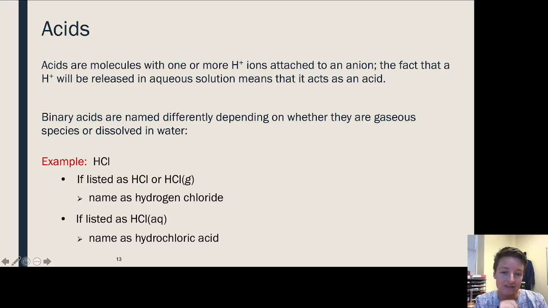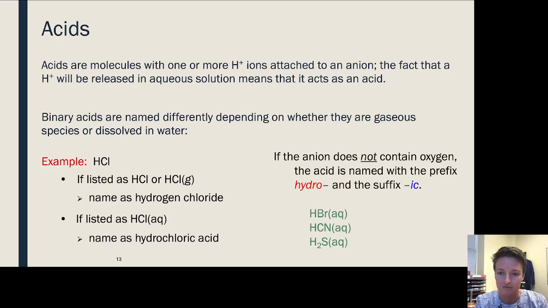Binary acids are named differently depending on whether they're in water or not in water. And so as an example, let me talk you through HCl. If HCl is listed without any indication of what phase it's in, or if you see a parenthesis g to the right of it that tells you that it's in the gas phase, we're going to name this based on rules that should start to feel familiar to us from ionic compounds. HCl becomes hydrogen chloride. Again, we're naming the first element, naming the second element, but changing the suffix to "ide."